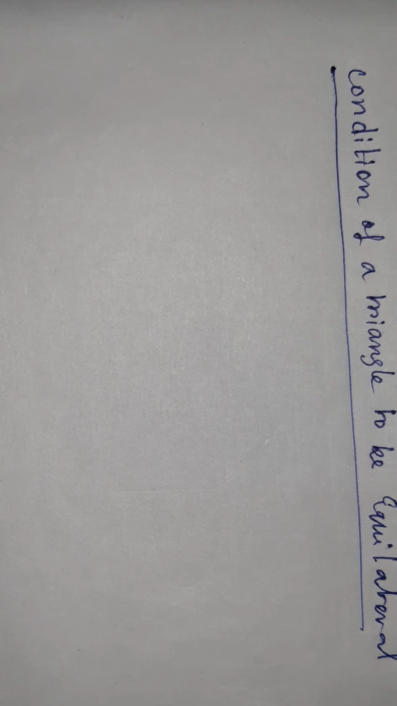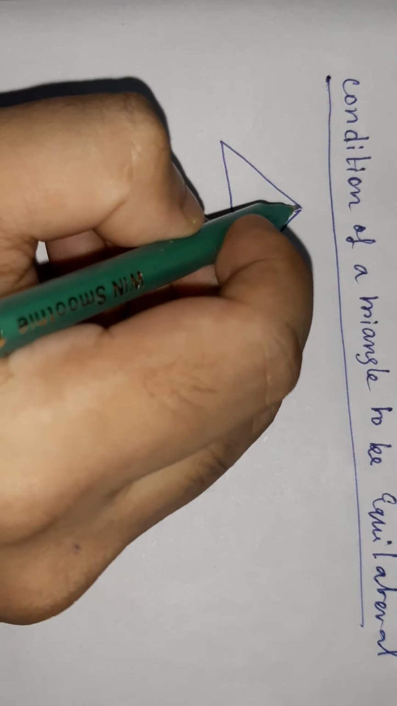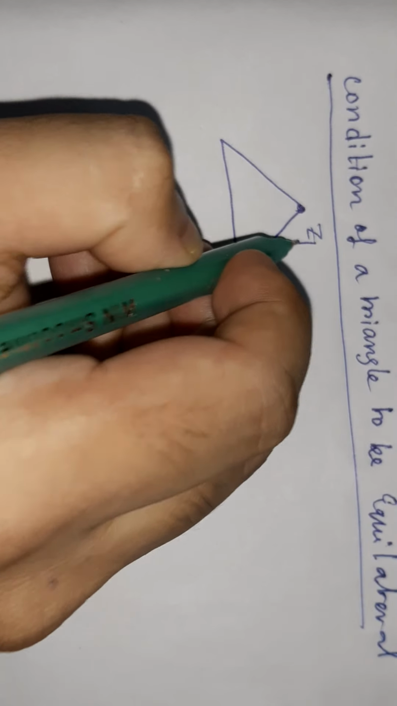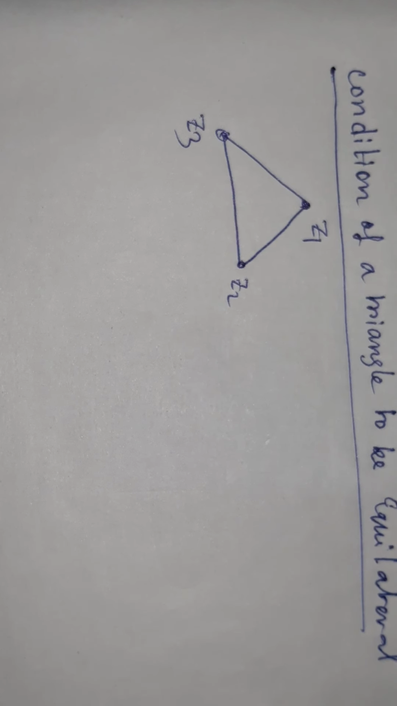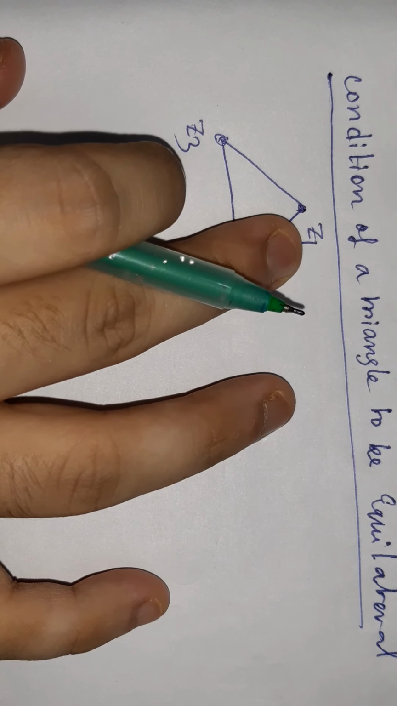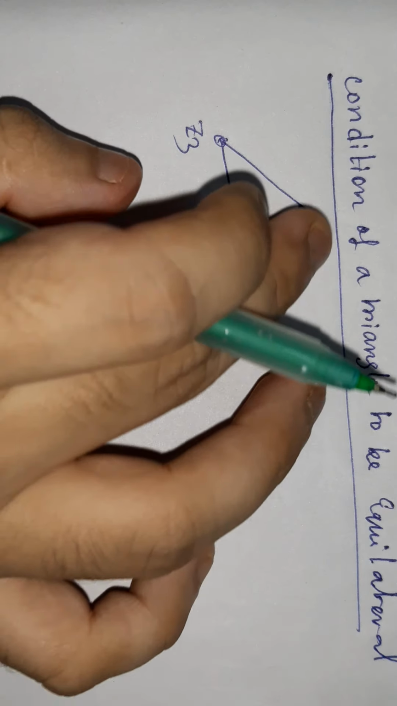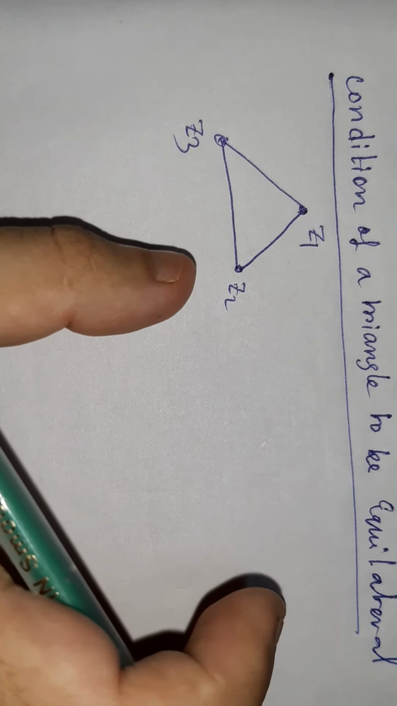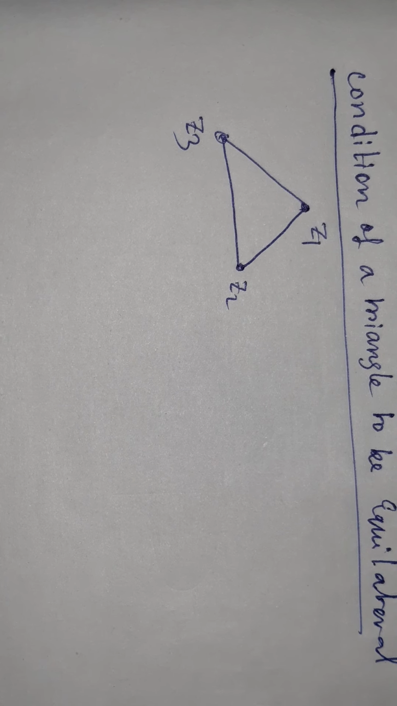If a triangle with coordinates z1, z2 and z3 is given, then what should be the condition, equation or identity involving these coordinates such that, if the coordinates satisfy this equation, the triangle must be equilateral? That condition is what we want to find.